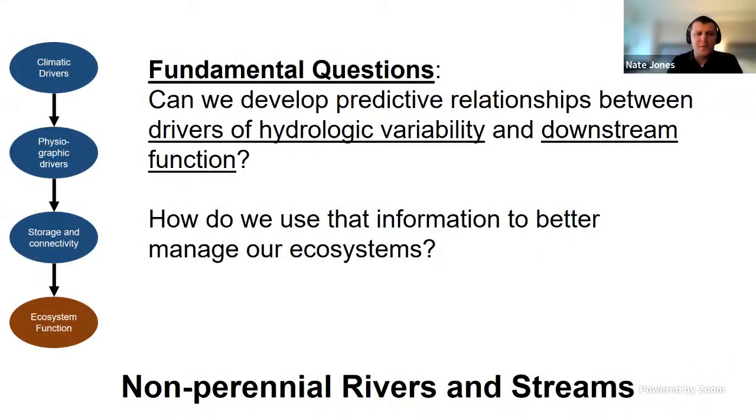And so again, the fundamental questions my team has been asking is, can we develop predictive relationships between hydrologic variability and downstream function? And then how do we use that to better manage our ecosystems?